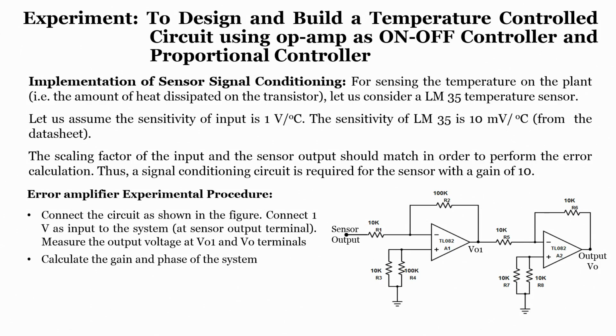Now, for the sensor signal conditioning circuit, how do we implement that? For that we have the temperature of the plant, that is the amount of heat dissipated by the transistor. Let us consider an LM35 temperature sensor. We will use the LM35 temperature sensor for implementing our signal conditioning circuit, and let us assume the sensitivity of the input is 1 volt per degree centigrade. Now, the sensitivity of the LM35 is 10 millivolt per degree centigrade, which we can get from the data sheet.